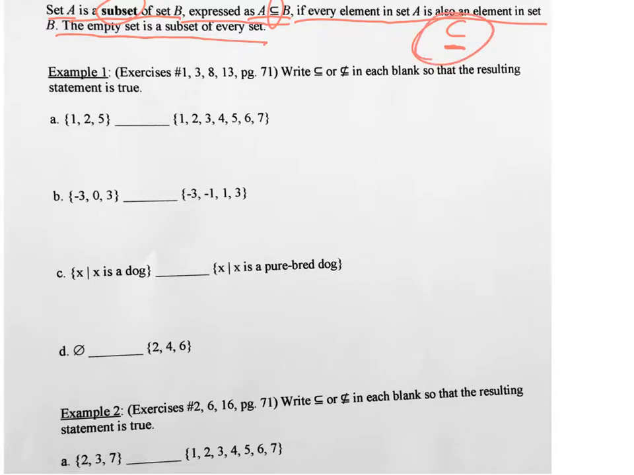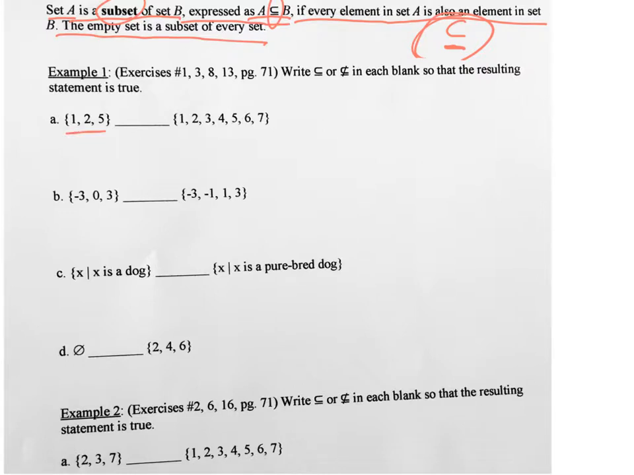To show you what I mean by that, looking at example 1, we have A, B, C, D. The directions are the same. We're going to either use the subset symbol, or when you see the slash through it, that means not a subset, so one or the other. It says write subset or not a subset in each blank so that the resulting statement is true. So starting with A, we always start with the set on the left, the set that comes first. That's what I meant when I said a minute ago that order matters around the subset symbol.